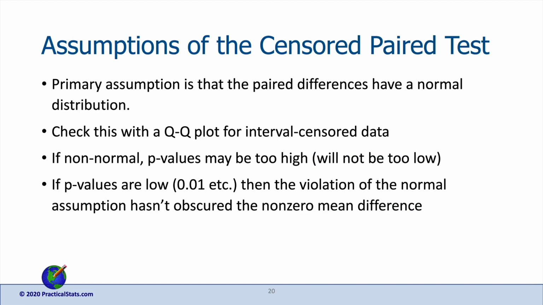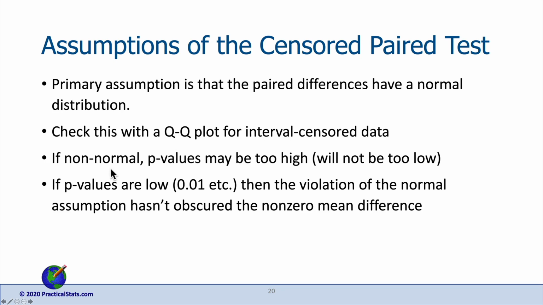This test has more assumptions than the non-parametric ones. The primary one is that the paired differences, the column of differences that is computed, must have a normal distribution. And again, most of the data that we collect is likely to be skewed and not this way. So you should check this with a QQ plot. There are QQ plots for interval censored data. Remember I talked about those two columns, min and max, of differences. That's what's being used here. So there are QQ plots for that in survival analysis routines in statistical software.